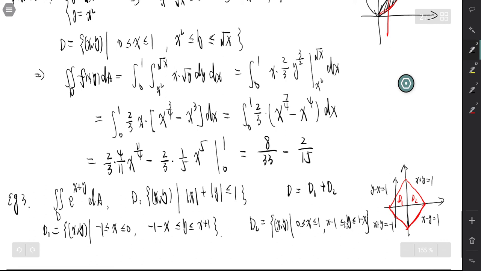So we can use any order to evaluate this integral, because the difficulty level is the same.